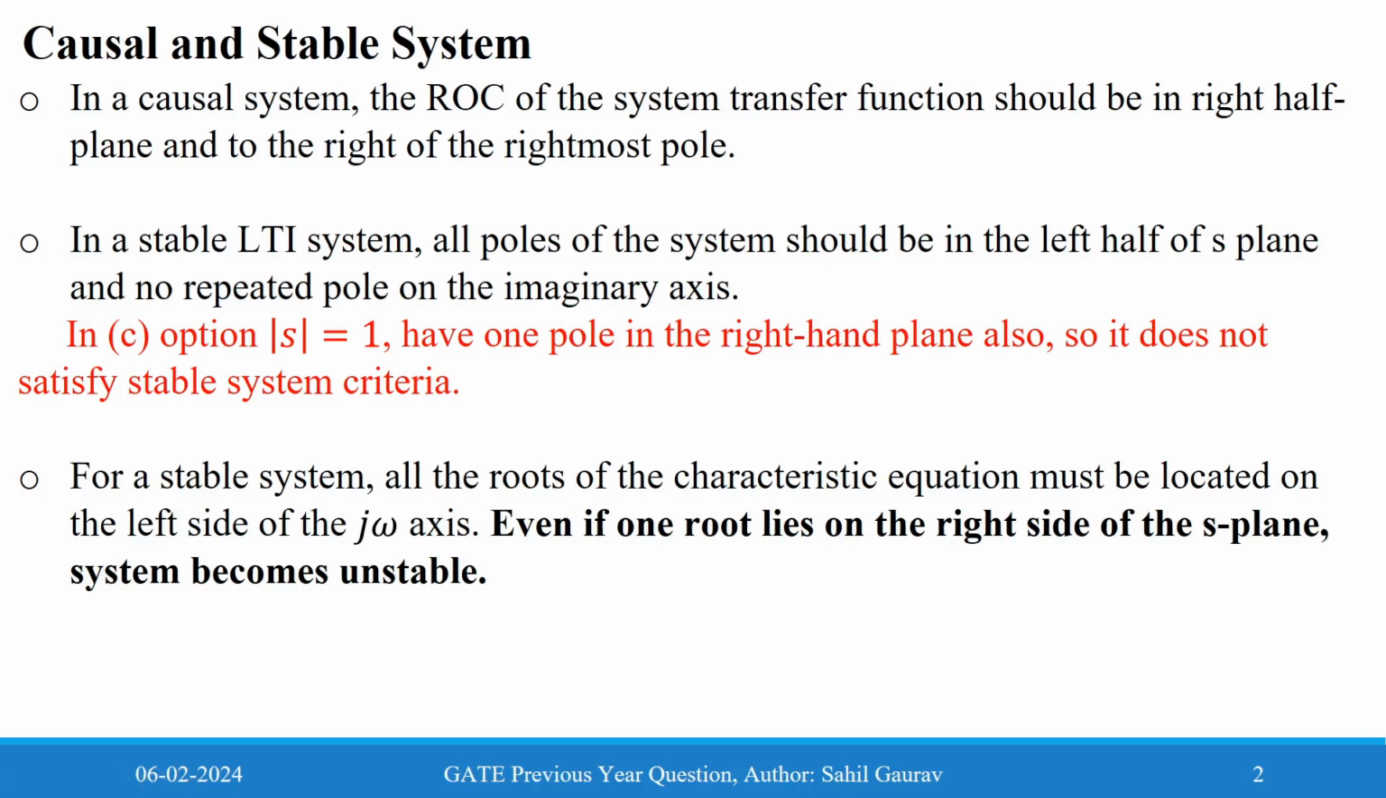So what are the conditions for a causal and stable system? These are the mentioned conditions. In a causal system, the ROC of the system transfer function should be in the right half plane, that is, to the right of the rightmost pole. And second, in a stable LTI system, all the poles of the system should be in the left half of the S plane and no repeated pole on the imaginary axis.